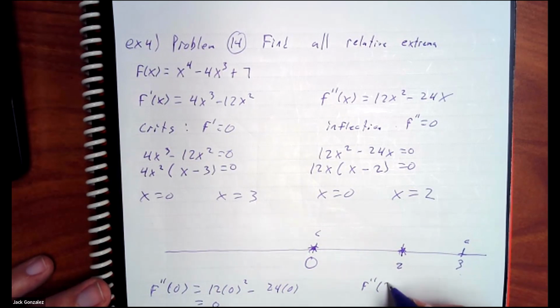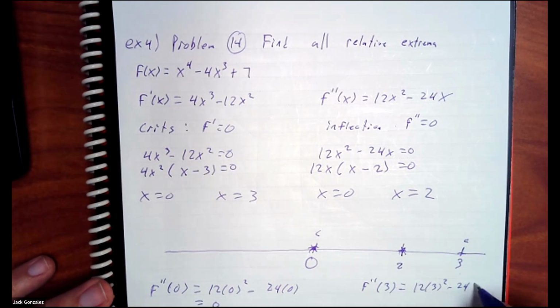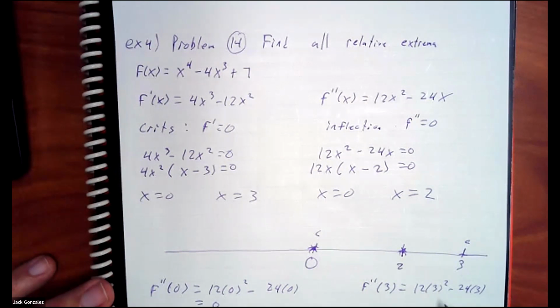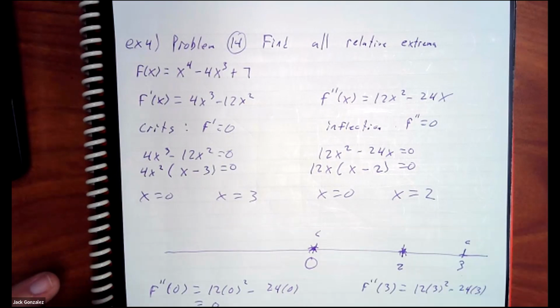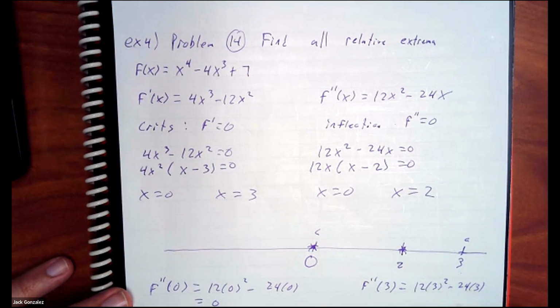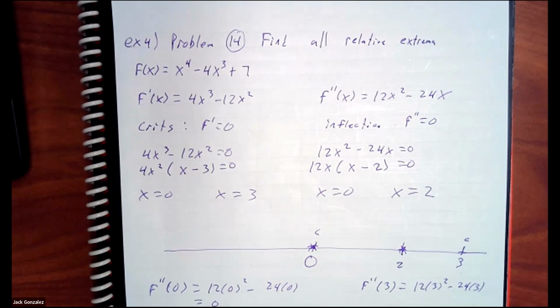Second derivative at 3 will be 12 times 3 squared minus 24 times 3. That's 9 times 12. What's that going to be? 3 times 24. 12 times 9, the whole thing. 12 times 3 squared minus 24 times 3 is 36. Oh, you got the whole answer is 36. Oh, gotcha.